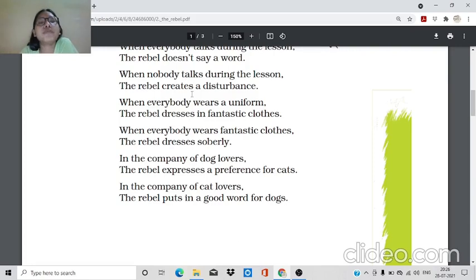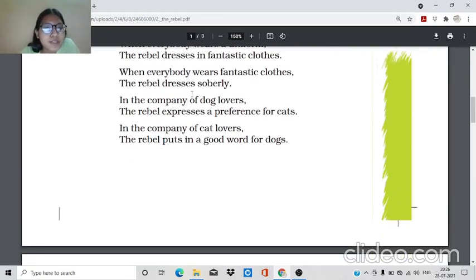So, what will the rebel prefer? The rebel does not prefer a uniform or a fantastic cloth. He prefers both in different situations. And that situation depends on what everybody is doing. So, supposing that everybody is wearing a uniform, the rebel will not wear a uniform but will wear the opposite of what a uniform is. He will wear fantastic clothes, colorful clothes. When everybody wears colorful clothes, the rebel will then put on his uniform.